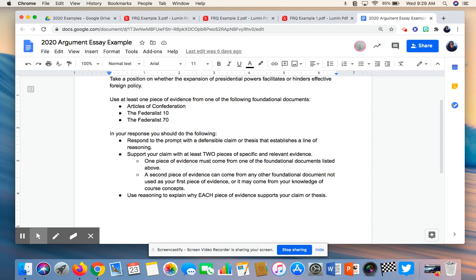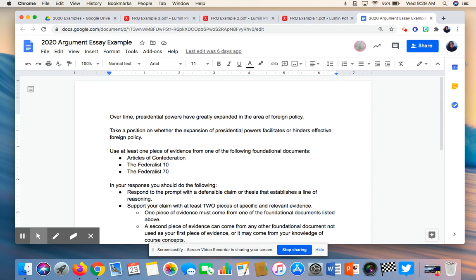Now you'll notice that the concession and rebuttal portion of the argument essay is not listed here, and that's because on the 2020 exam, that was taken out because of changes with coronavirus. Okay, so that's why you don't see that here. So let's look at the three different examples I gave you. These are actual responses from students last year. Let's look at these and decide which ones are good and which ones are not so good.